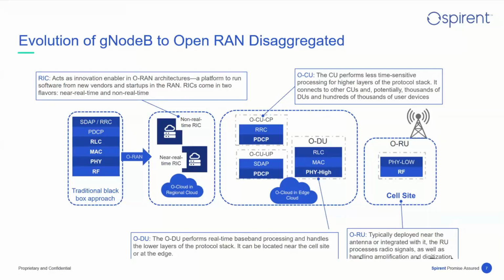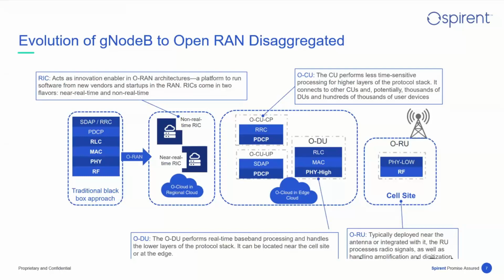So based on the split that the operator is choosing, option 2 or 7.2x, the configuration we have seen is the ORU, and then we have the ODU and OCU combination. Then there is a RIC, and then we have the core. So in this scenario, probably the CU is talking to multiple other CUs and probably hundreds and thousands of DUs and millions of users in that case.